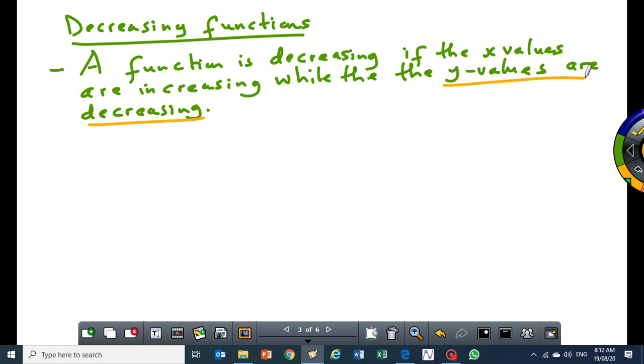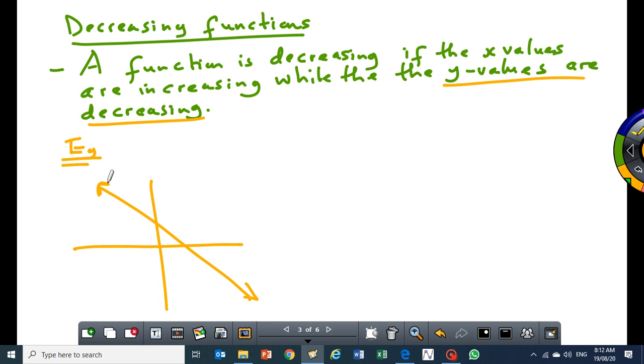Okay, don't worry about the x values. Okay, so example, if I take a straight line which has got a negative gradient, just to give you extra information, if a function has a negative gradient, then it's a decreasing function. If a function has a positive gradient, then it's an increasing function. Okay, just to give you extra information.